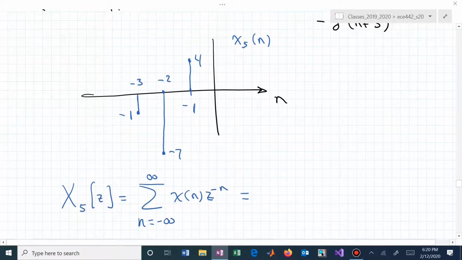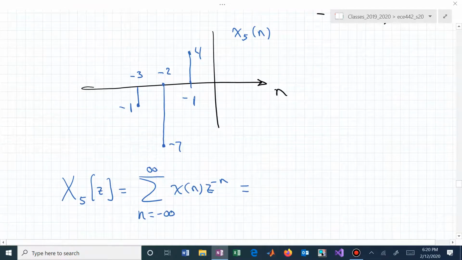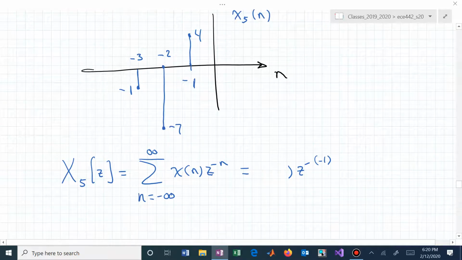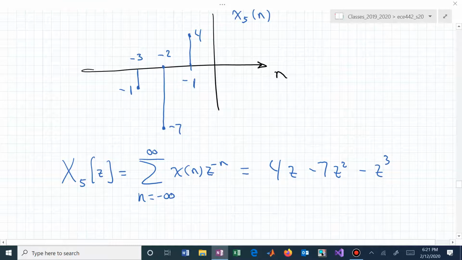Now you know that little n is only going over 3 values, and they're negative. We now have x at minus 1, z to the minus minus 1, or that was in fact 4, z to the minus minus 1 is 4z. Then we have minus 7, z to the minus minus 2, or z squared, and then minus 1, z to the minus minus 3.